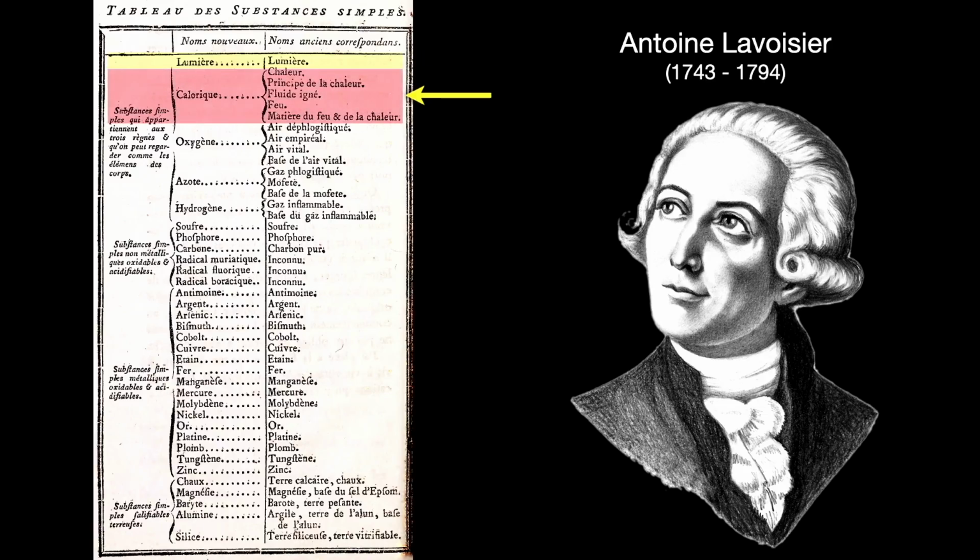caloric, a supposed heat fluid that flowed from hot to cold substances, primary elements such as oxygen, nitrogen, then called azote, and hydrogen, the nonmetallic elements, sulfur, phosphorus, carbon, and 3 acids, sulfuric, boric, and hydrofluoric, and the metallic elements, antimony, silver, arsenic, bismuth, cobalt, copper, tin, iron, manganese, mercury, molybdenum, nickel, gold, platinum, lead, tungsten, and zinc.